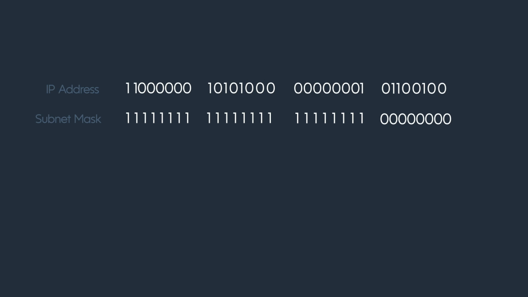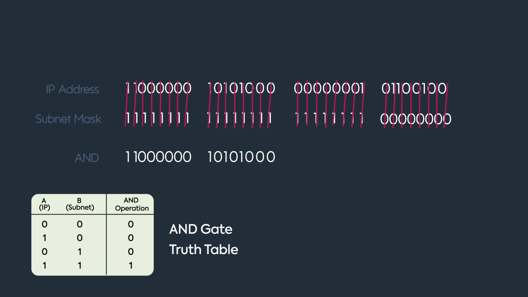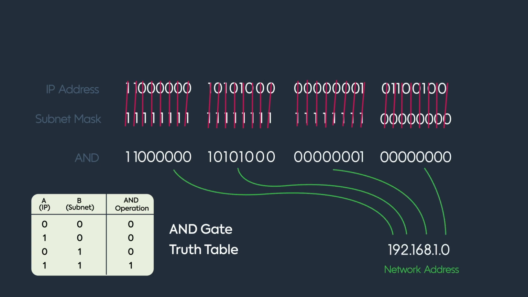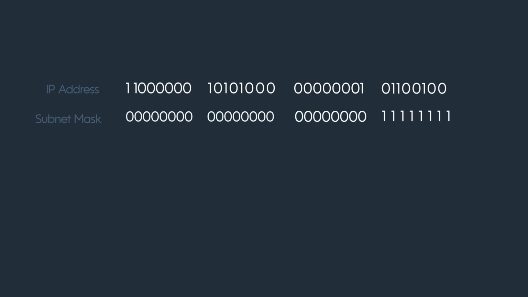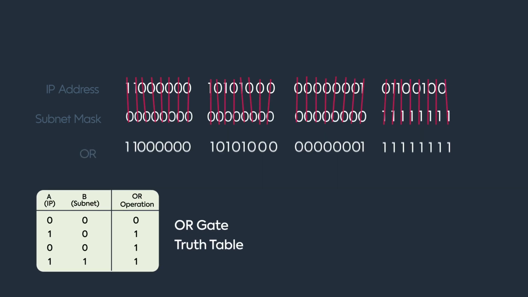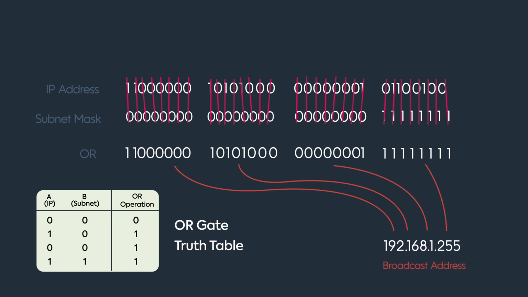Let's take both the IP and the subnet in their binary form. The computer finds the network address by performing a bit-by-bit AND operation between the IP and the subnet mask, and the resulting value is the network address. Similarly, if you invert the subnet mask and perform a bitwise OR operation, we get the broadcast address. And this is how a computer finds these addresses.